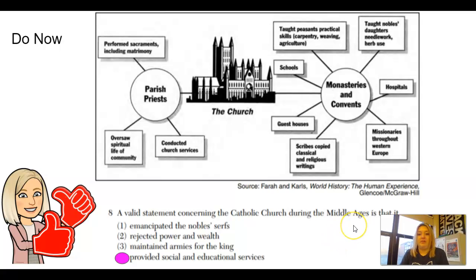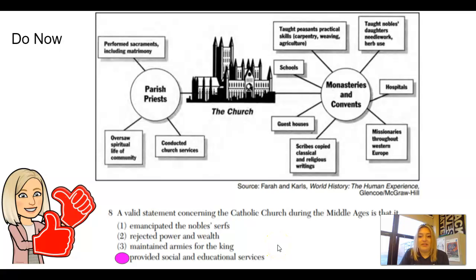All right, your answer should be 4, provided social and educational services. If you look at the chart, there's really nothing to do with serfs or freeing serfs anywhere in any of the boxes. It certainly doesn't reject power and wealth. In fact, the parish priests and the church embraced and wanted power and wealth, so exactly the opposite. They maintained armies for the king is inaccurate because Catholics didn't fight. That's why monasteries and convents were the perfect places to rob, which we'll talk about later.